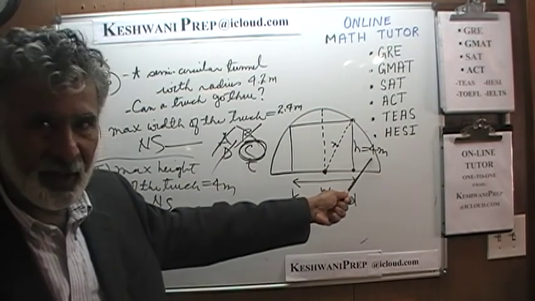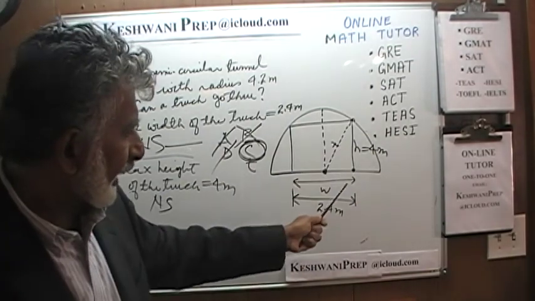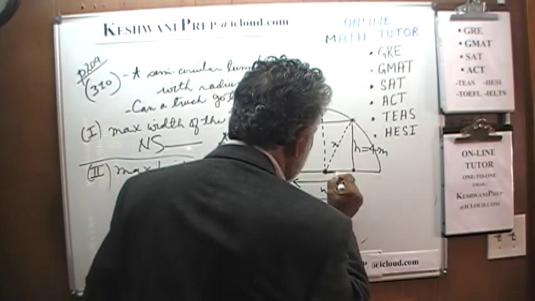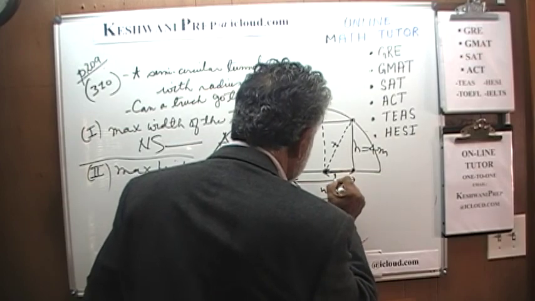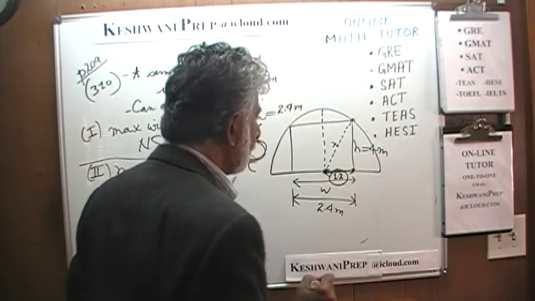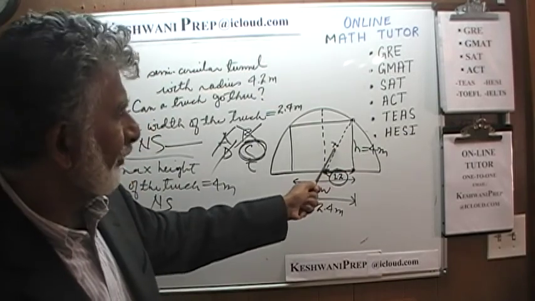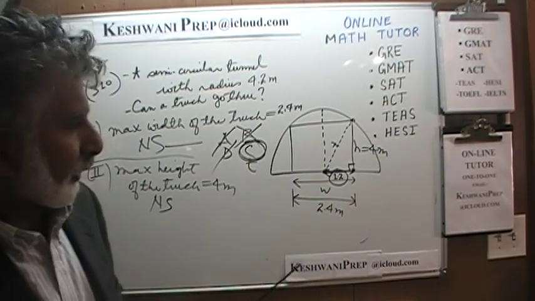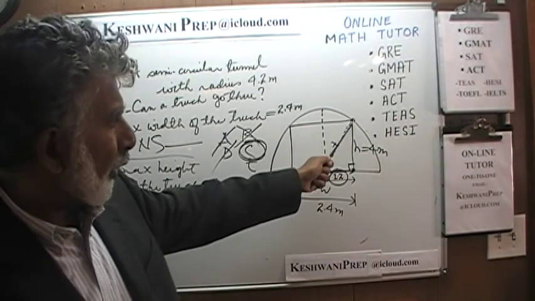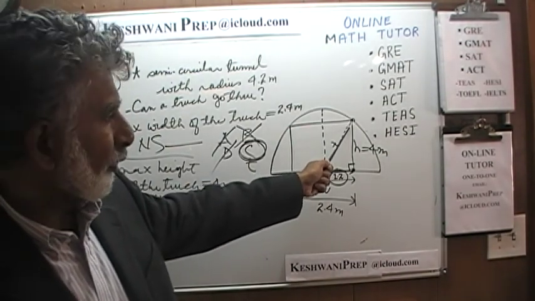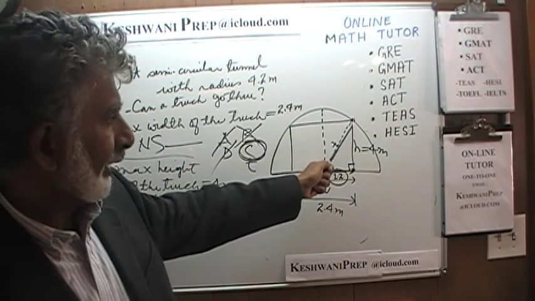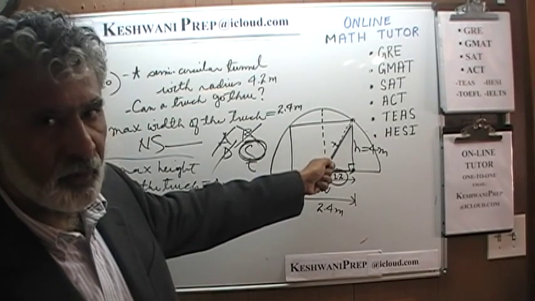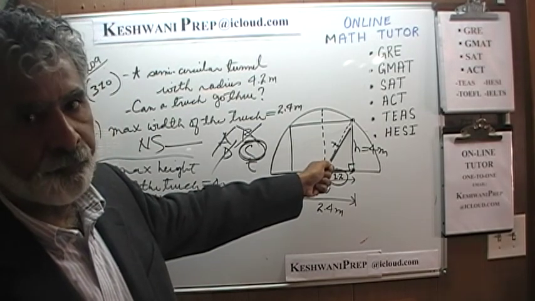We know its width, we know its height. One more time. We know the height, we know the width of the truck. If we know the width of the truck, we know this distance. We know this distance from here to here is 1.2. This is 1.2 and that's 4. We can figure out the x because it's a right angle triangle. Once we know the x, which is the outermost edge of the truck, and as long as that x is less than the radius of the tunnel, that outermost edge of the truck will not touch the wall of the tunnel. And that's what it is.